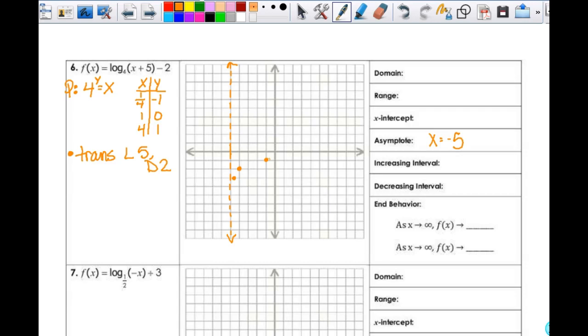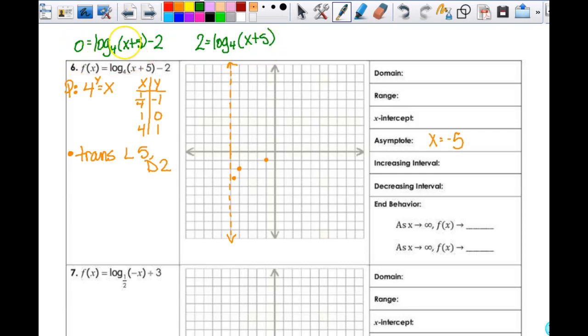How do I find an X intercept? Y equals 0. Okay, good. So that means I'm going to have 0 equals log base 4 of x plus 5 minus 2. Then I've got to solve for x, right? So I'm going to add 2 to both sides and get 2 equals log base 4 of x plus 5.